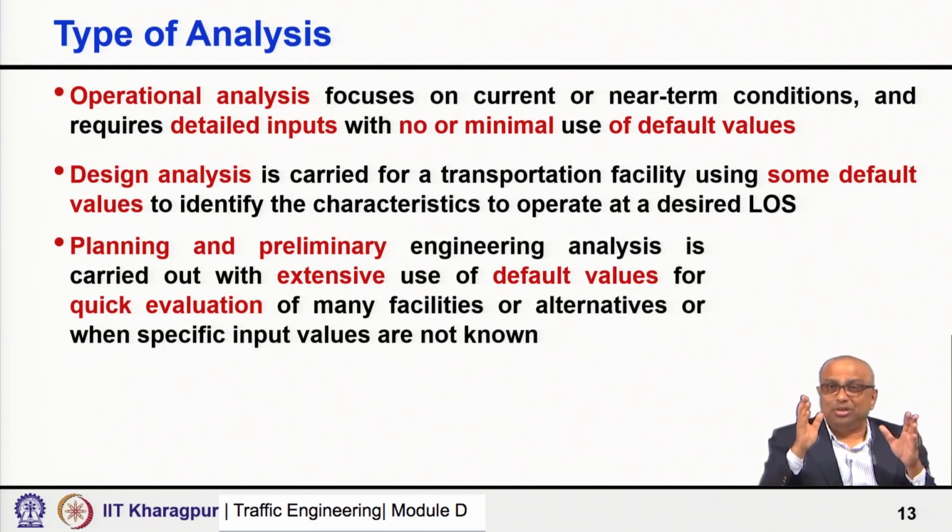So, largely we are using default values, and the basic aim is to do a quick evaluation of many facilities or alternatives. Planning level always we do that. We want to evaluate alternatives, not go for detailing. So, the purpose is quick evaluation of many facilities or alternatives, or when specific input values are not known. It is a simple analysis without using extensive field data, because field data may not be available also. So, a lot of default values we use.